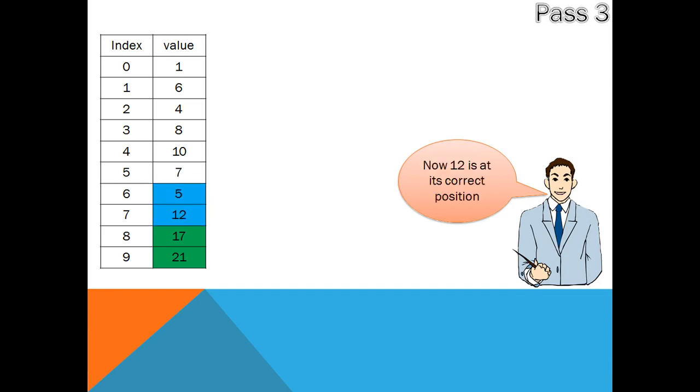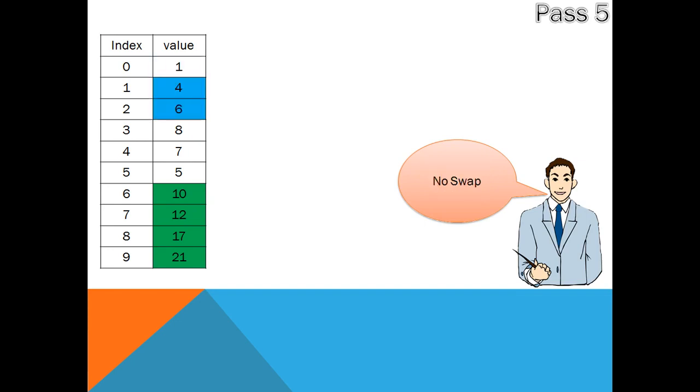And now you can see the third largest, 12, will be moved to the third last position at the end of pass 3. Now in pass 4, 1 6, no exchange. 6 4, exchange. 6 8, no exchange. 8 10, no exchange. 10 7, exchange is required. Then 10 5, exchange is required. 10 is moved to its correct position. Now 10, 12, 17, 21 are the sorted part of the array, and 1, 4, 6, 8, 7, 5 are the unsorted part.